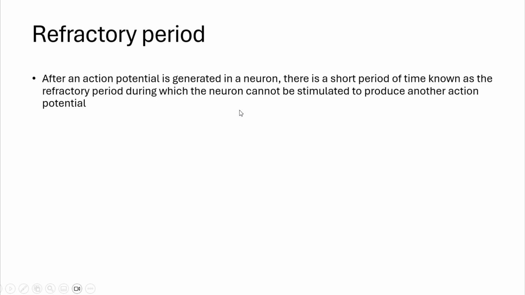Alright, cool. Refractory period. After an action potential is generated in a neuron, there's a short period of time known as the refractory period, during which the neuron cannot be stimulated to produce another action potential at calm. So you can't just have this going on all the time. There needs to be a break.